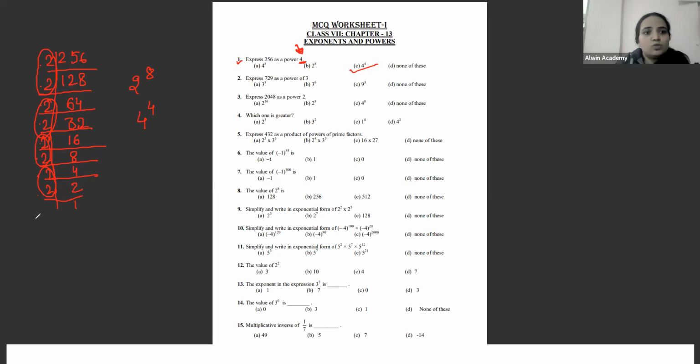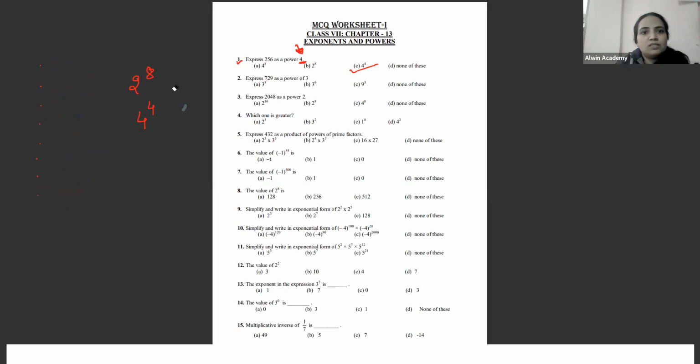Now, this is question number 2 that we are revising. Question number 2 says express 729 as a power of 3. So it is as a power of 3. So 729 should be 3 power something, no? Power of 3 they are asking, no?